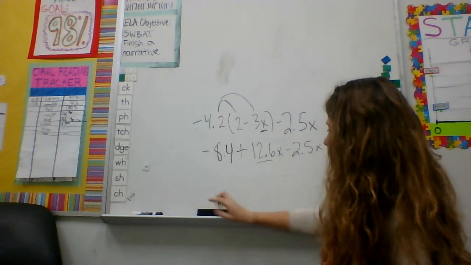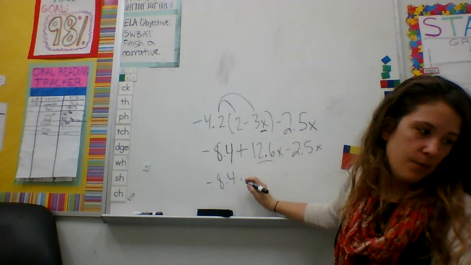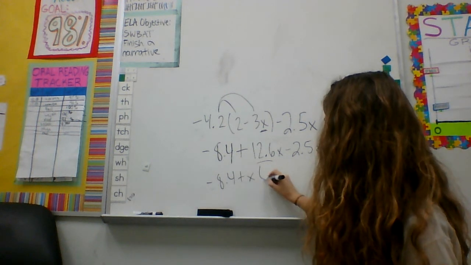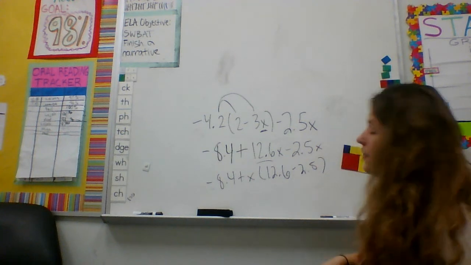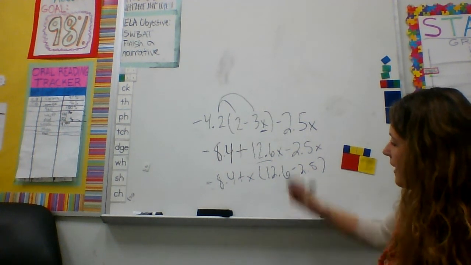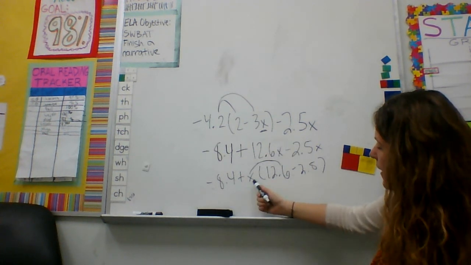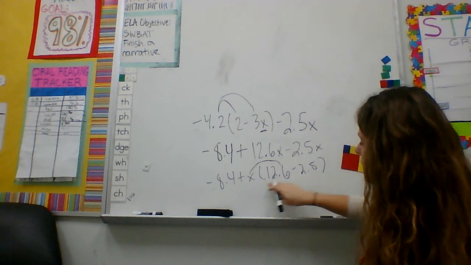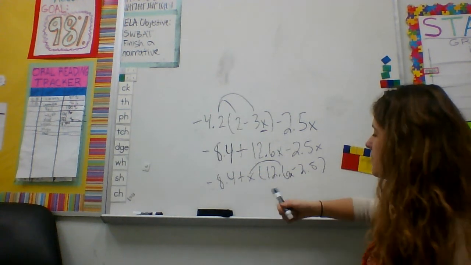Let's take a look at E. We have negative 8.4 plus x times the quantity 12.6 minus 2.5. This looks better. Again, my 12.6 and my minus 2.5 match. And this time I have a positive x that I want to distribute. So 1x times 12.6, so 1 times 12.6 is 12.6, and then I'll add an x, and it's positive.